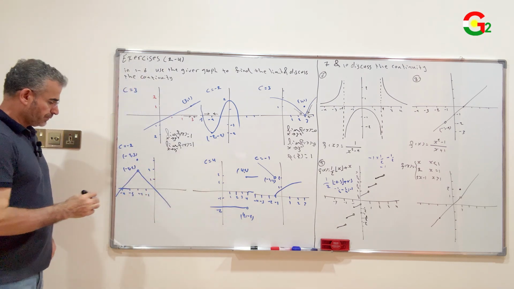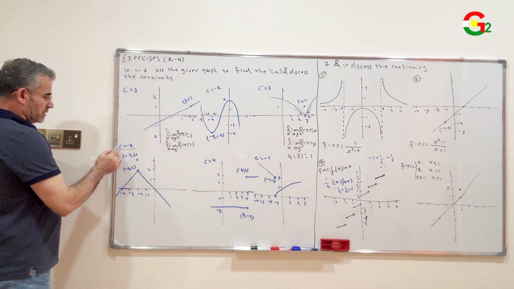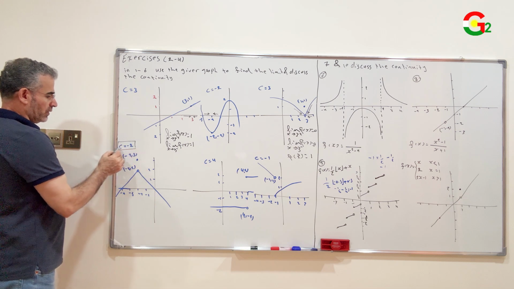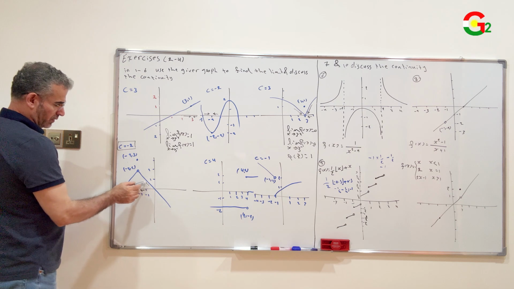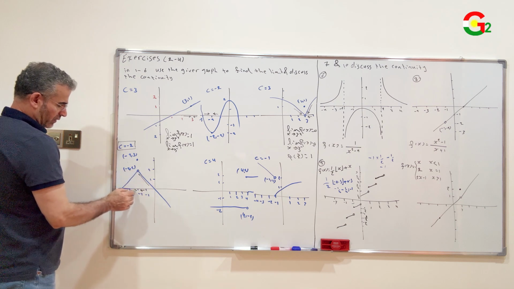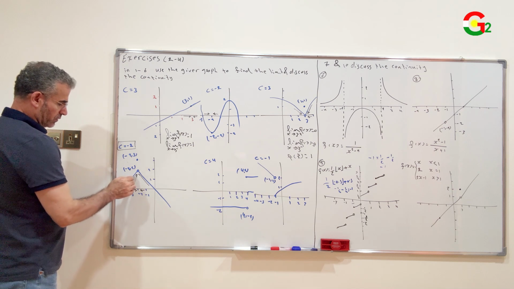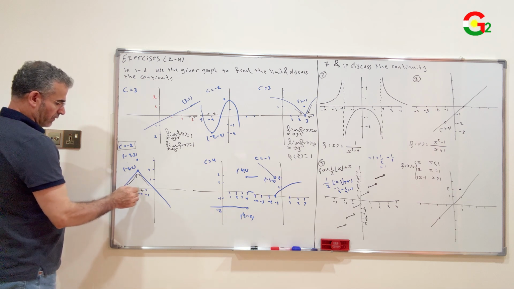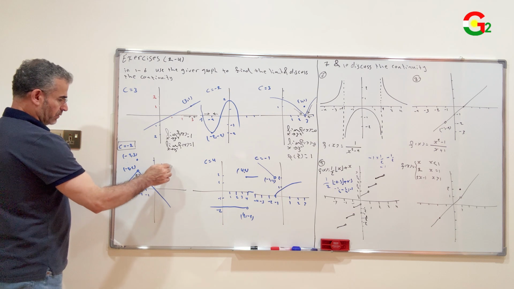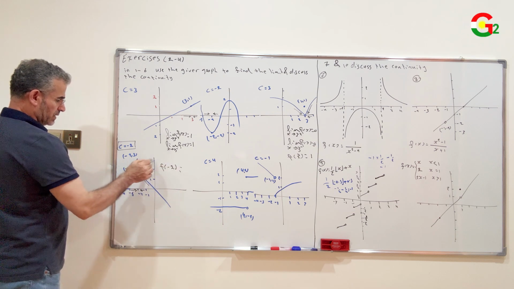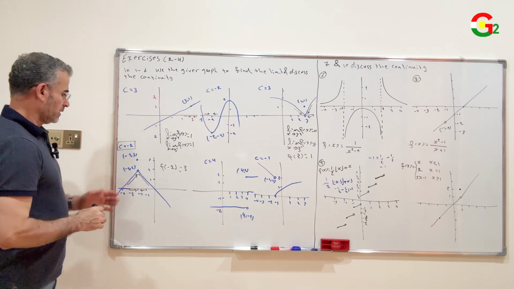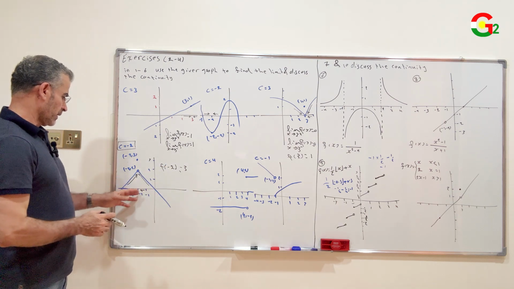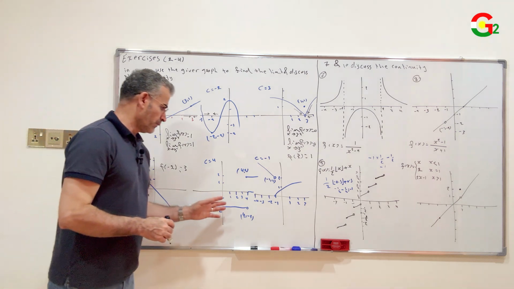Number 4, discuss the limit and continuity when c equals -2. When x approaches -2 from right, the function goes to 2. When x approaches -2 from left, the function also goes to 2, but the value of the function when x equals -2 is 3. Therefore, this function is also not continuous when x approaches -2.